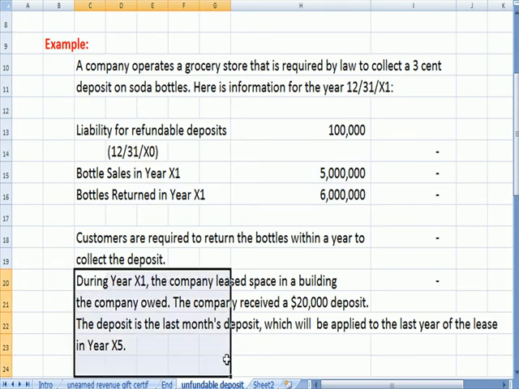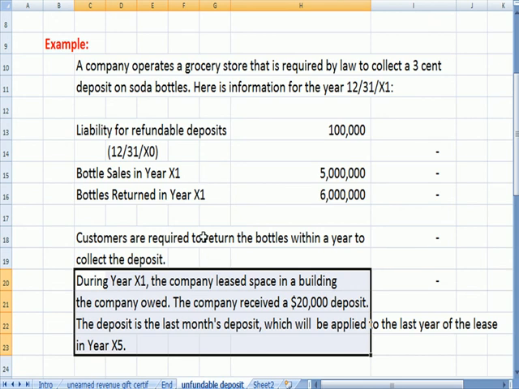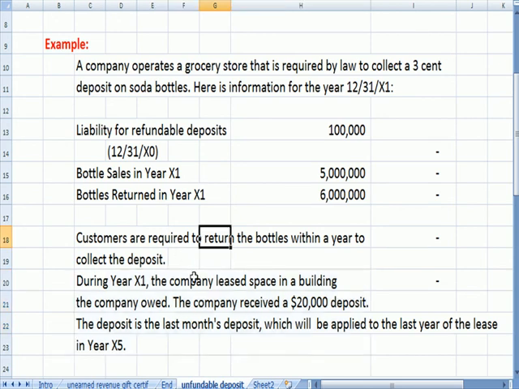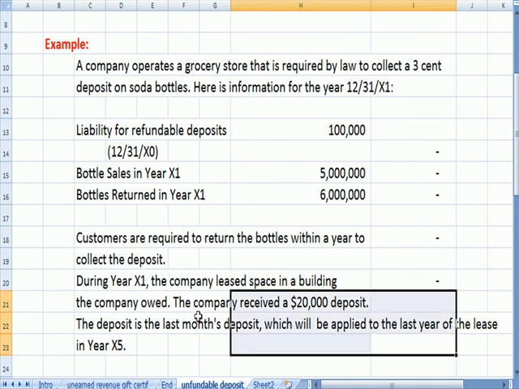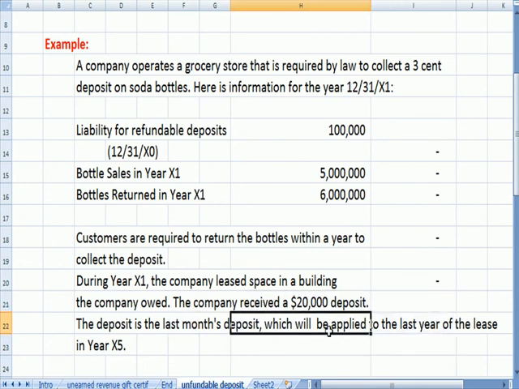Here's a different deposit that's going on in the problem, which I thought was a good way to test this. During X1, the company leased space in a building they owned to someone else, and they received a $20,000 deposit. The deposit represents the last month's payment on the lease, which will be applied to the last year of the lease in year X5 when the lease ends. So we got money that represents the last lease payment.